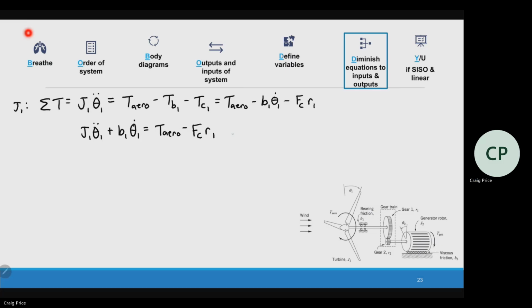Our first equation. Basically, the way that J1, the turbine, is going to move, it's going to be the difference between the torque from the wind that's causing this to spin, minus the contact force, the torque from gear 2, because if those two things are equal, it's not going to move. But as the wind speed picks up, as it starts to spin, then that difference gives me a positive value where I can see acceleration and velocity.